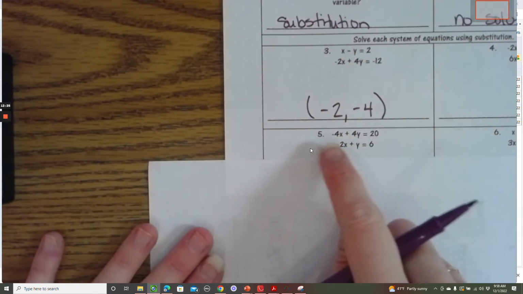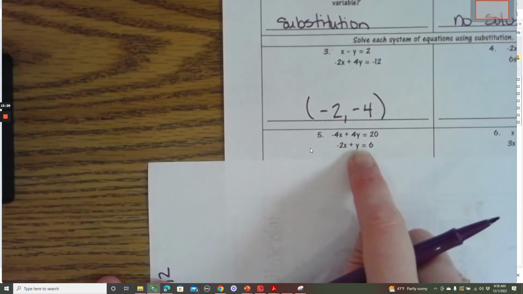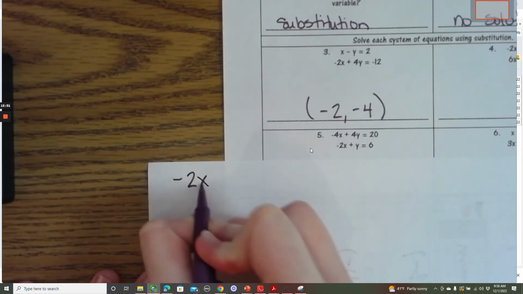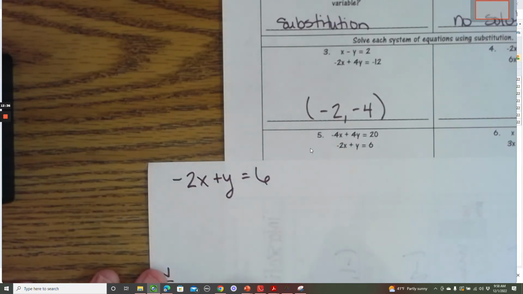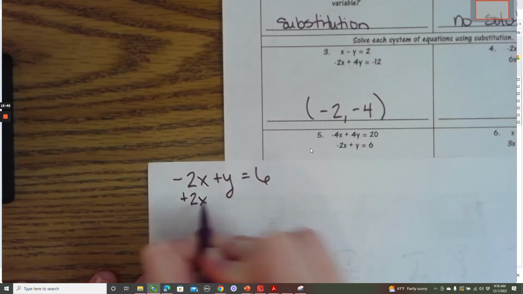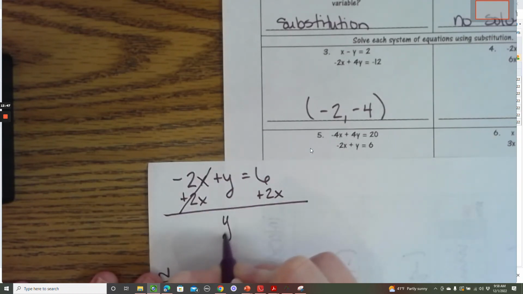So 5. Again, I'm looking for the letter that doesn't have a number in front of it. So this one here is what I'm going to use. Negative 2x plus y equals 6. I want the y by itself. How would I get that y by itself? Add 2x plus 2x. So this cancels.